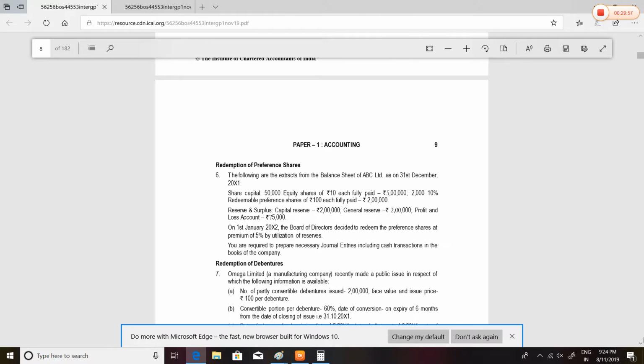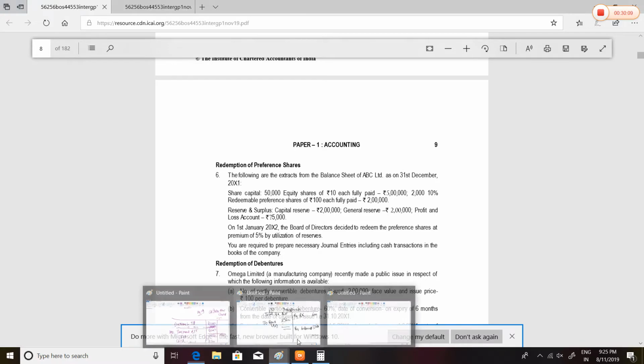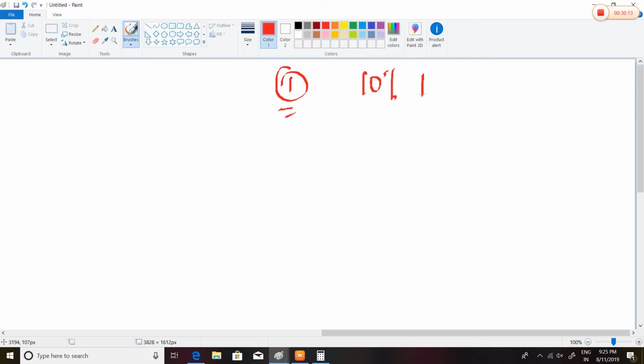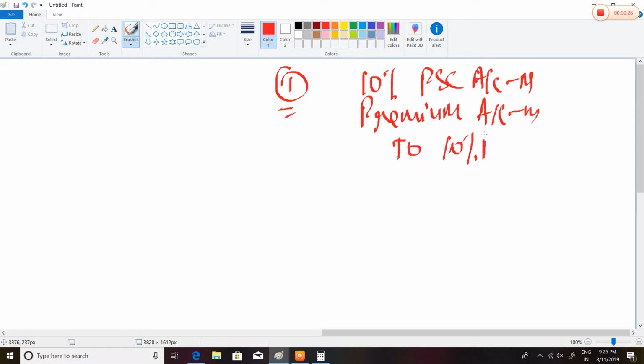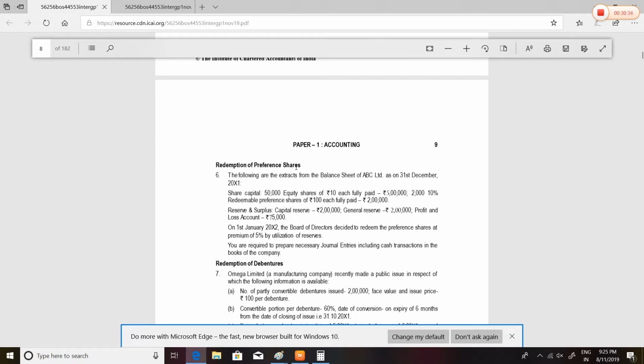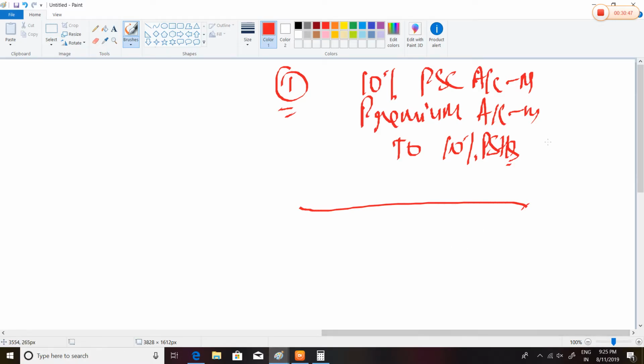Okay. So first, we have to make the amount due, that is 10% preference share capital account debited, premium on redemption account debited to preference shareholders. So let's start. First entry, 10% preference share capital debited. Premium, 5% premium account debited to 10% preference shareholders. Firstly, we have to make the amount due. The amount here would be 2 lakh and it's 5%, that is 10,000. And here 2,10,000.